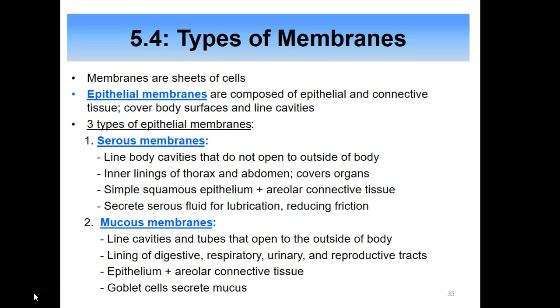The first type, as you can see on the PowerPoint, is called a serous membrane. These are found in closed ventral body cavities and consist of two layers with a potential space between them. So you have your visceral membrane, which covers an organ, and then you have your parietal membrane that lines the body cavity. This should be sort of a review from chapter 1.